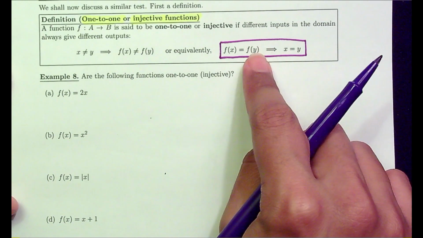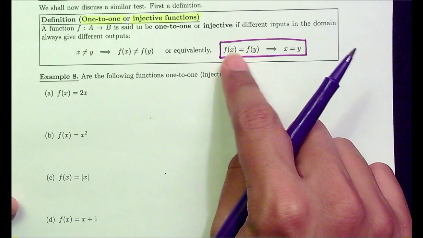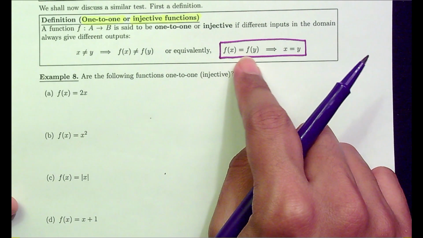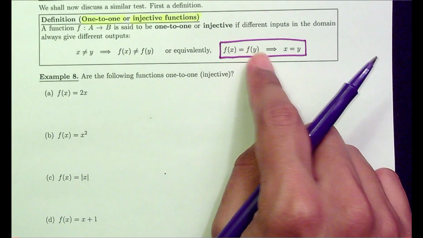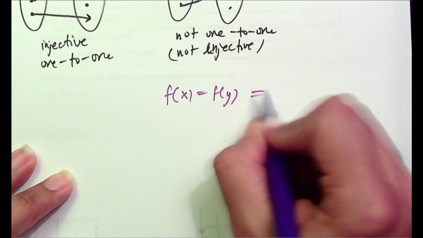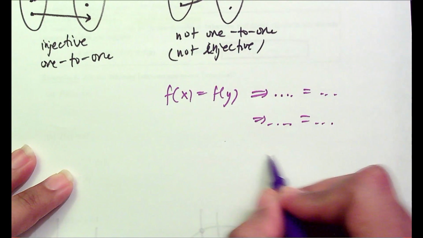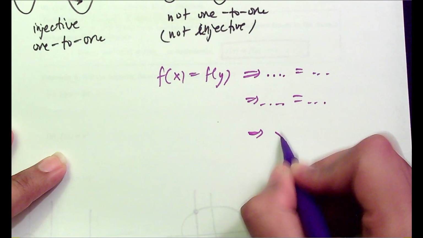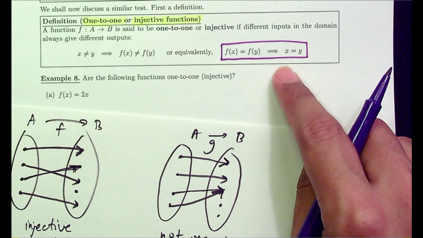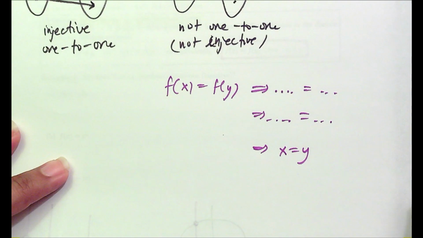Is it true that if you assume that f of x equals f of y, where x and y are two inputs, and you simplify, simplify, simplify some more, you end up with x equals y? If you end up with x equals y after simplifying, then that means that the function is injective.